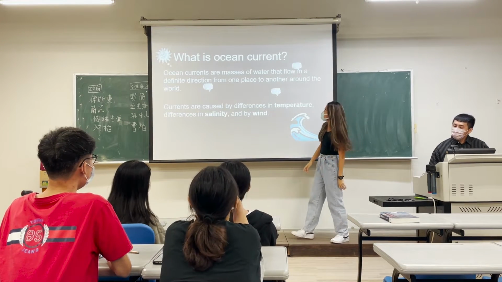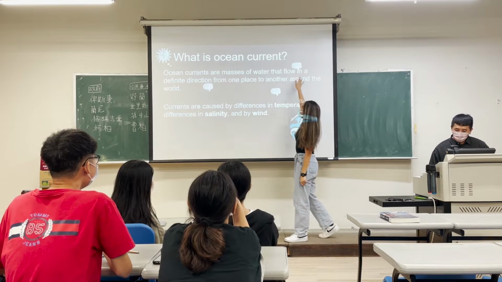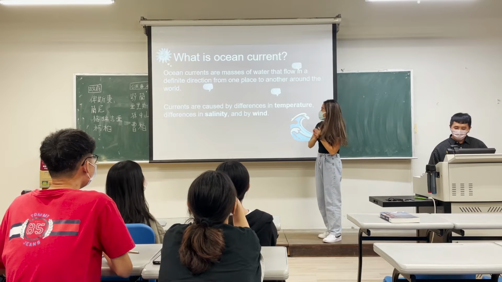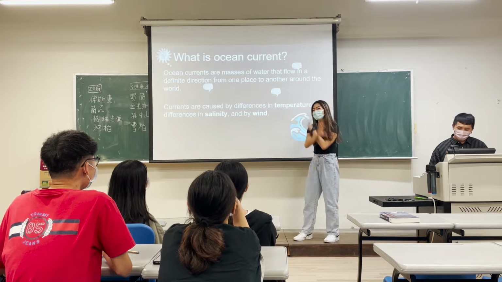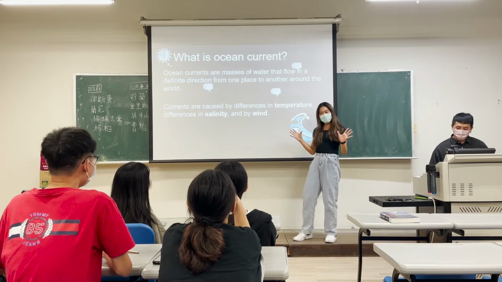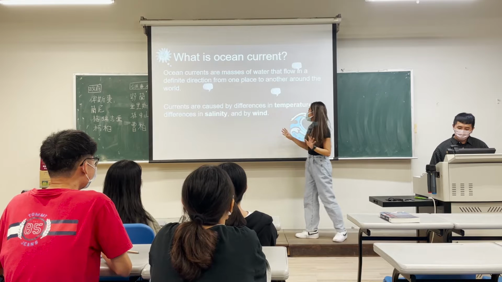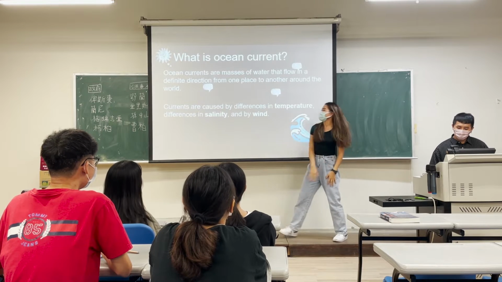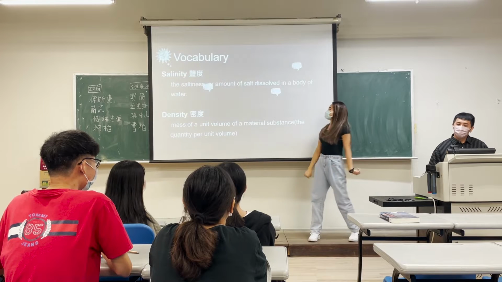So what are ocean currents? Ocean currents are masses of water that flow in a definite direction from one place to another around the world. And the currents are caused by differences in temperature and differences in salinity, and by wind.